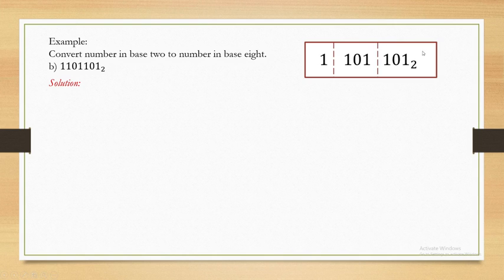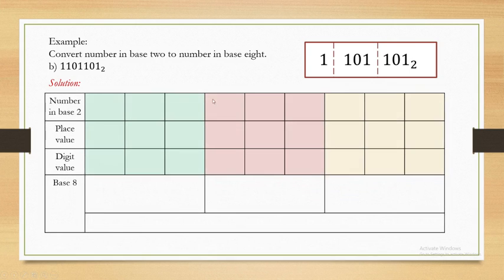3 digits for one group, but if we want to separate it, we must start from the right to the left. Okay, 3 digits in one group, and then 3 digits, and then this is the leftover, which is 1. There are 3 groups. Okay, build the table like this.